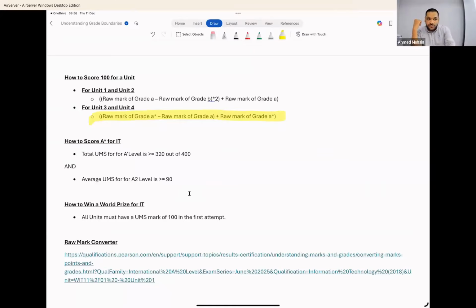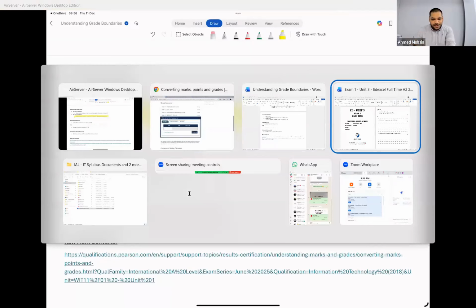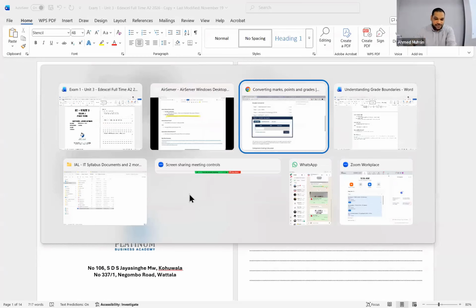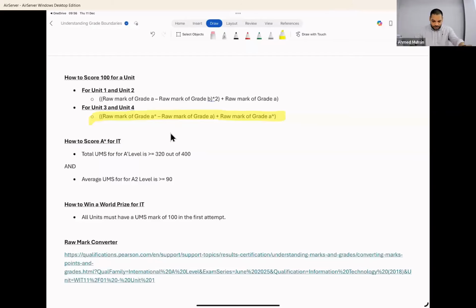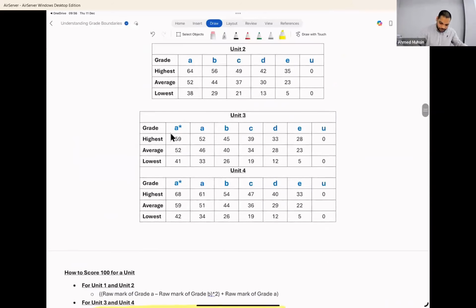Preeta, shall we just have a look at your unit 3 marker? Which year am I going to take is the problem, but it doesn't matter. Let's take the highest grade boundary here. So Preeta says she has scored 67. So for unit 3, how much you tell me?